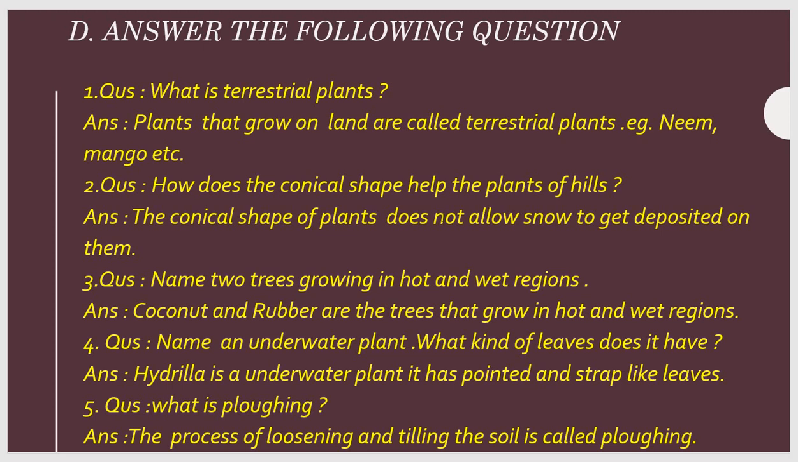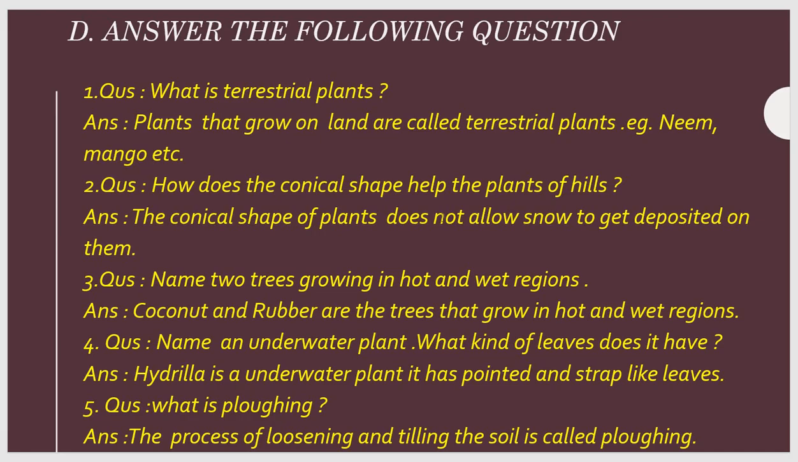Question 4. Name any underwater plant. What kind of leaves does it have? Hydrilla is an underwater plant. It has pointed and strap-like leaves.